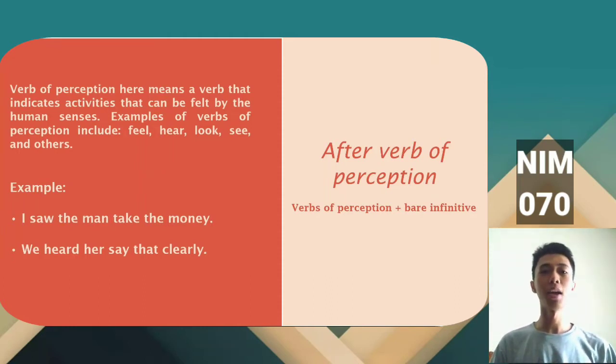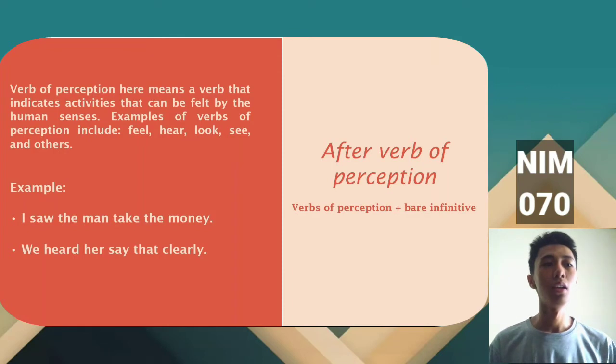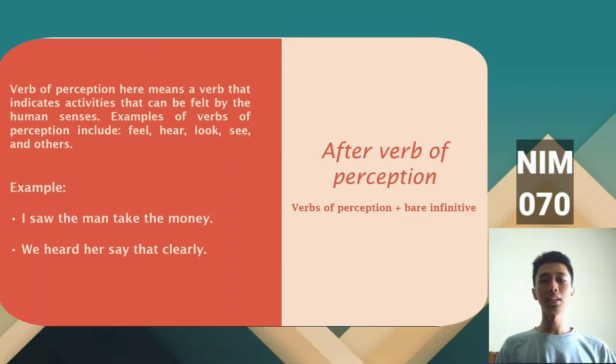For example, I saw the man take the money. Notice that there are two verbs in this sentence. The first one is saw and the second one is take. The verb saw is a verb of perception, derived from see, which is the act of seeing something with our eyes, and it is followed by a second verb, which is take. And the verb take is in bare form. It doesn't change to something else. It stays in its bare form.